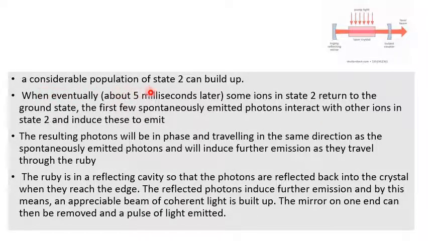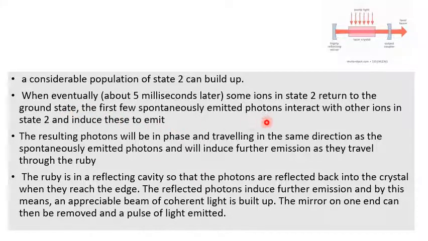A considerable population of state 2 can build up. Previously, we have studied about state 2. The electron loses some of its energy, converts it into vibrational energy, and comes into state 2. Going from state 2 to the ground state is forbidden, so there is more lifetime for state 2, and the population of state 2 can build up. More atoms go into state 2. When eventually, about 5 milliseconds later, some ions in state 2 return to the ground state, it takes much time, because returning from state 2 to the ground state is forbidden.